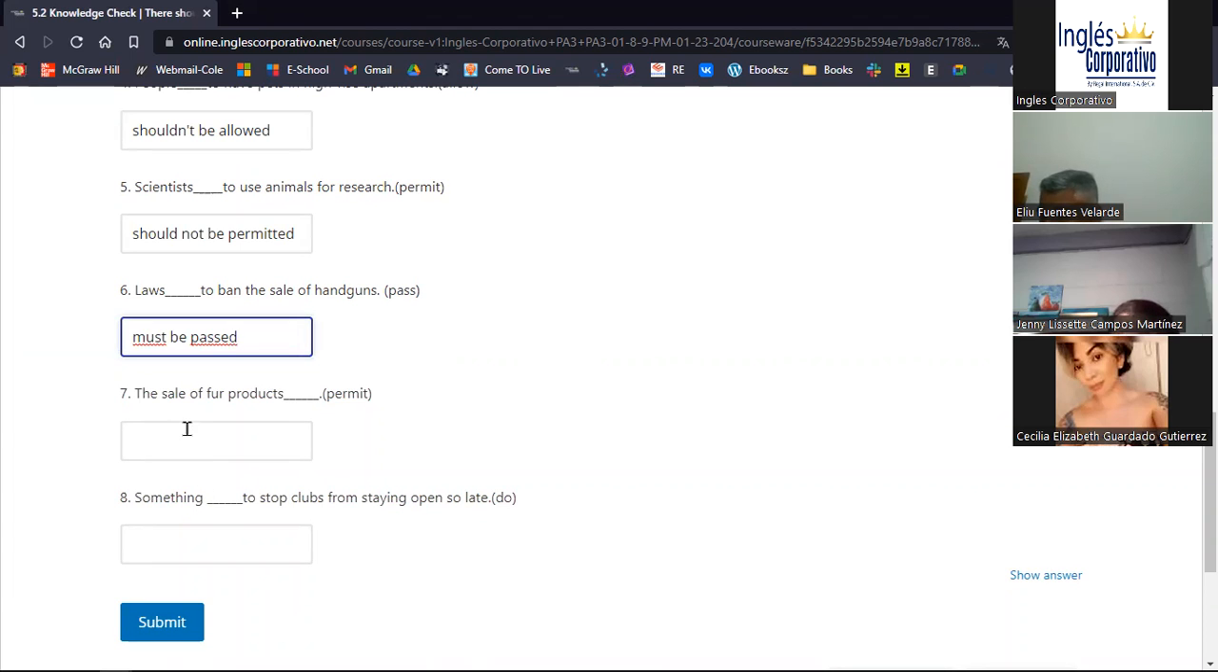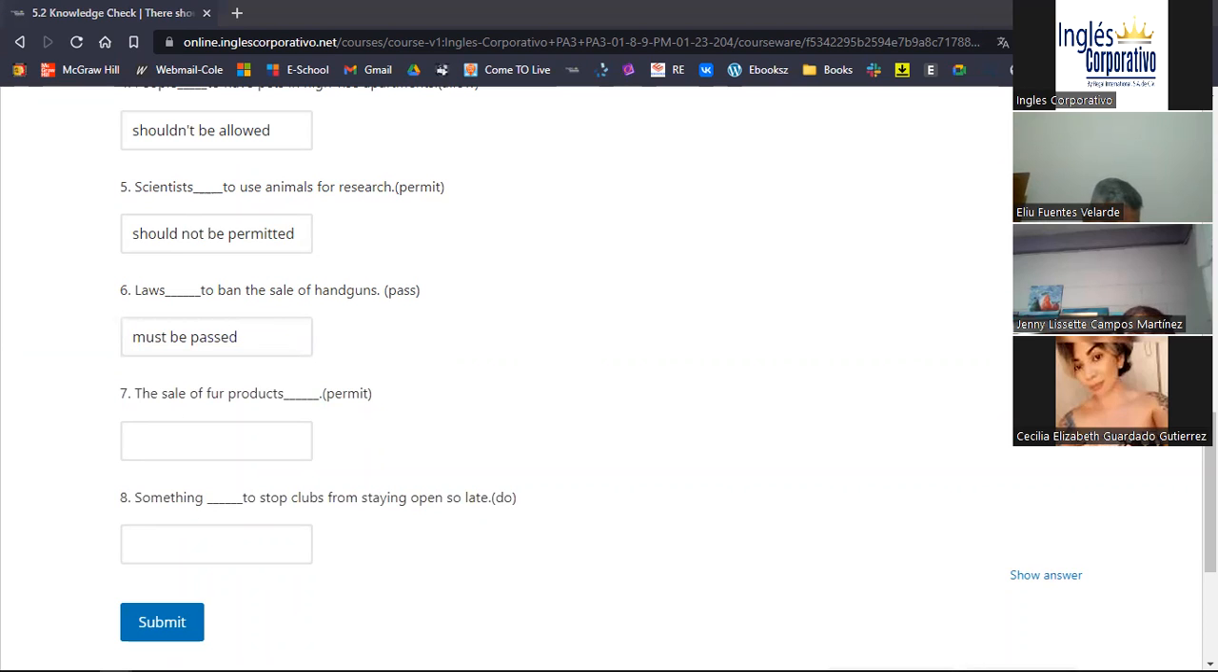The sale of fur products, blah, blah, blah. Should be permitted? Shouldn't be permitted. Should not be permitted. Okay. Must not be permitted. Okay. All of the answers are correct. Todas las que escuché por ahí. Okay. So in this case, for example, I'm going to say the first one, shouldn't be permitted. But also you can say shouldn't be permitted, should be permitted, must be permitted, or must not be permitted.